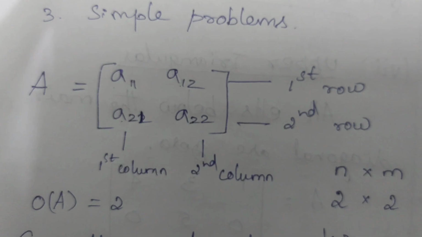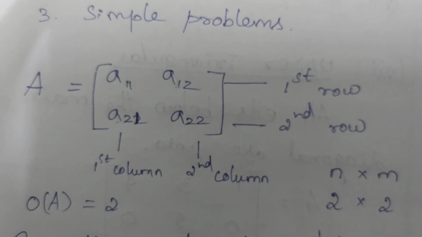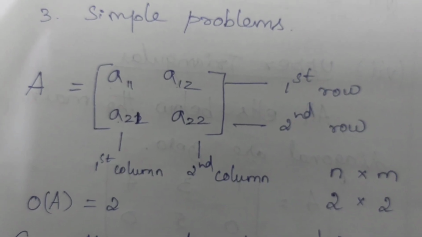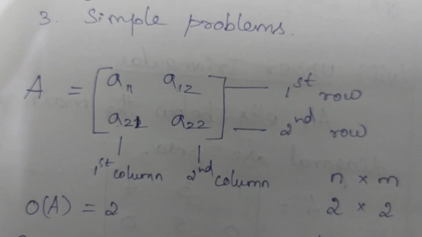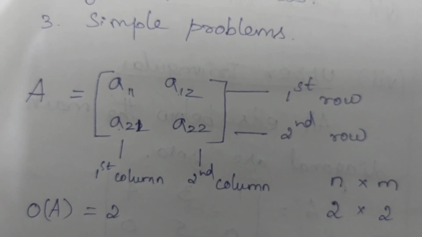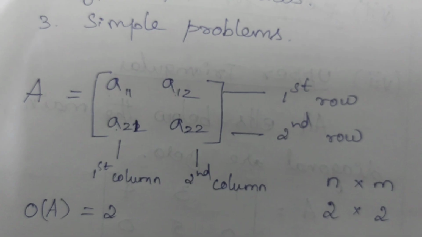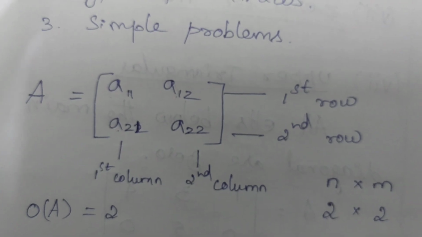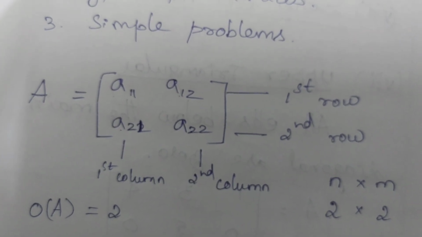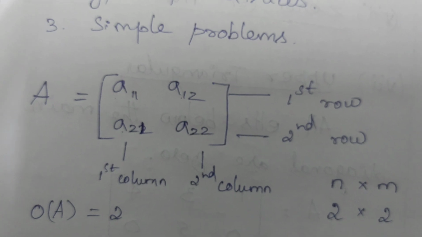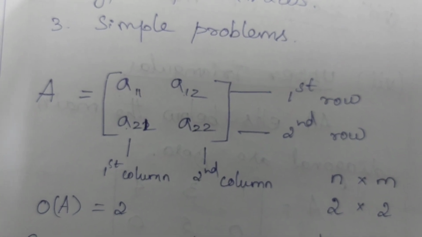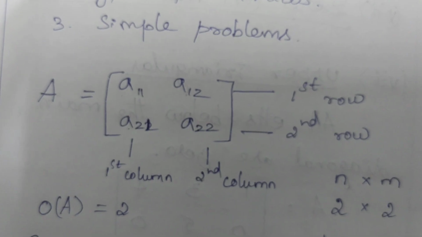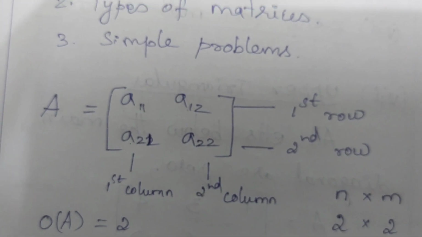Here m denotes the number of rows and n denotes the number of columns. So the order of a matrix can be written as number of rows into number of columns. It is not read as multiplication, it is read as m by n. So the order of this matrix is 2 by 2, which means order of A equal to 2.